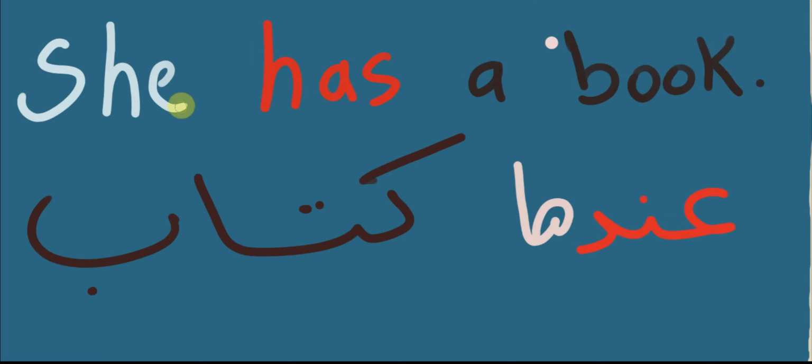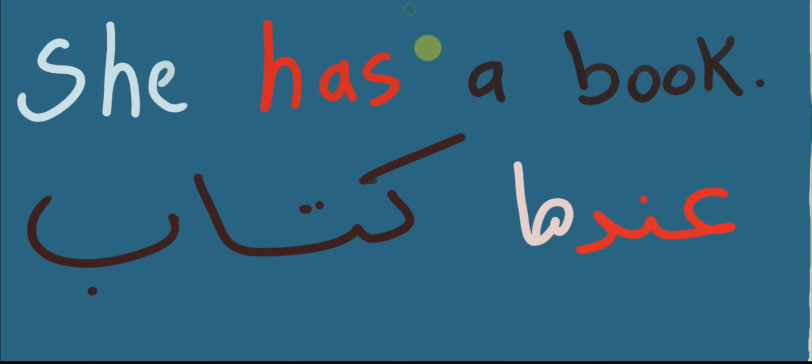Now you come to the third person singular feminine. She has a book. عندها. This ha here is for the she. عندها كتاب. She has a book.